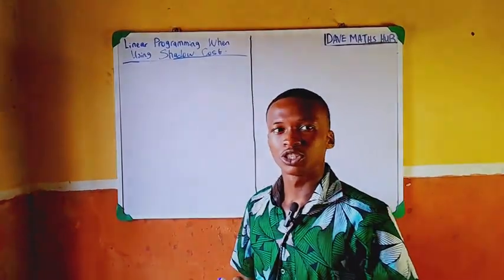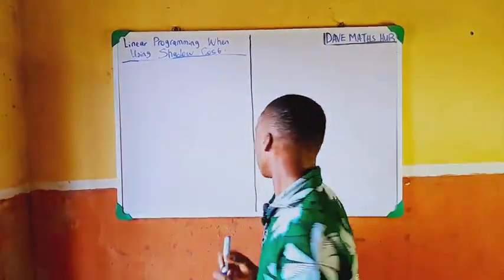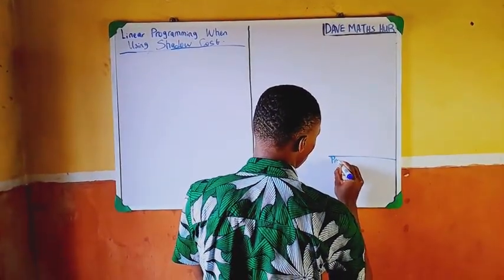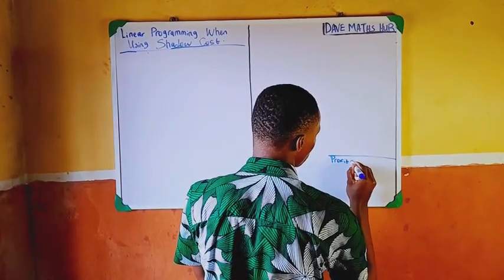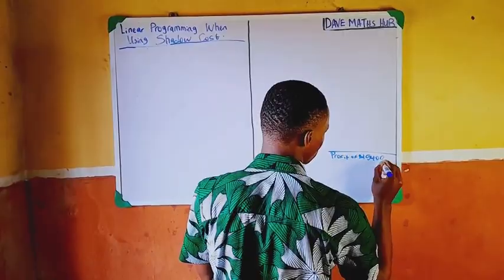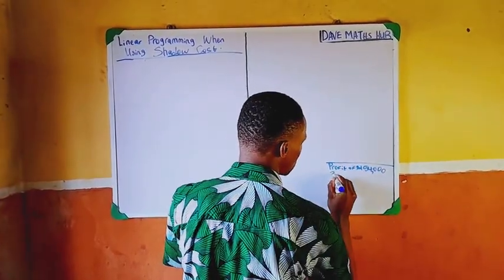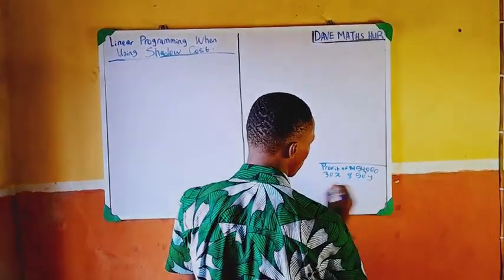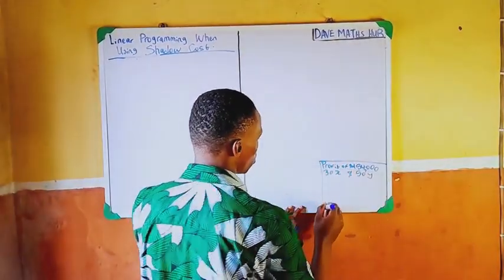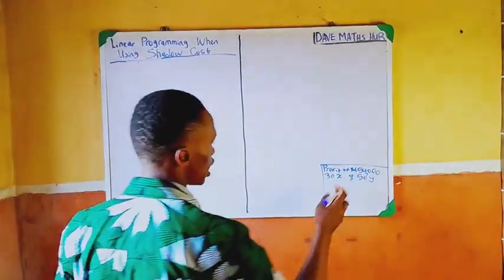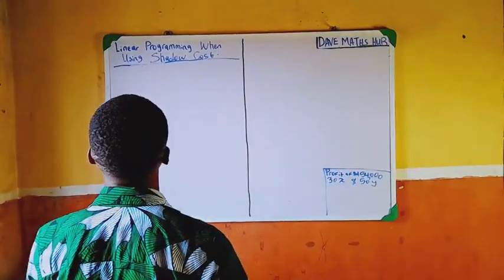When we solved using the normal maximization way, we got a profit of 54,000 having 30 units of X and 50 units of Y. So now we will solve using shadow cost, which is an additional unit, to see how we can compare it to what we have here.